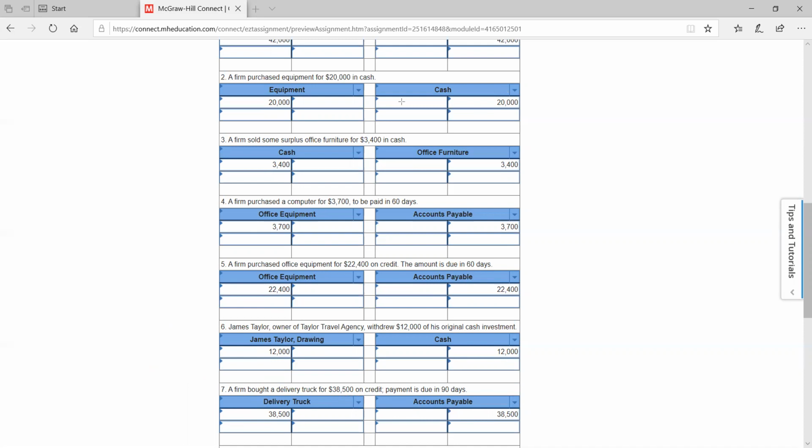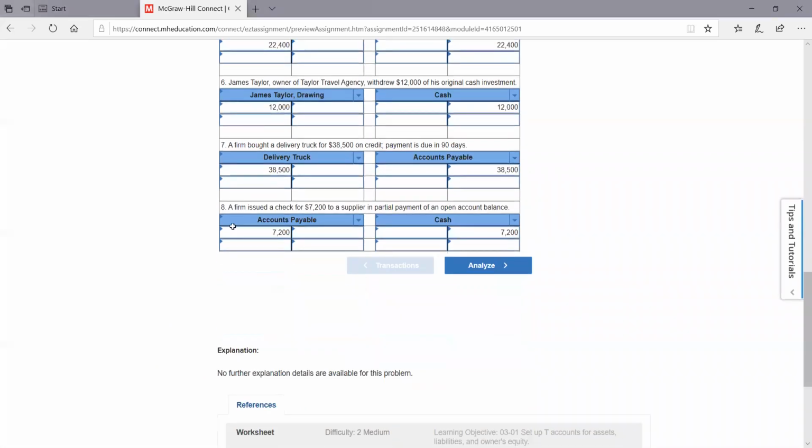And then I think the last one on this one was a partial payment of your liability. So you're going to be debiting the liability account by reducing it. That's a $7,200 debit to accounts payable. And then a credit to your cash because you're reducing cash.